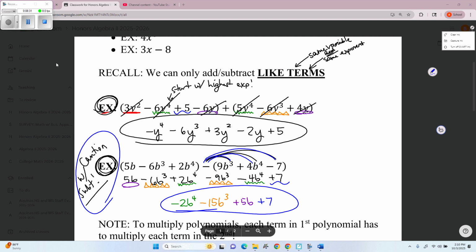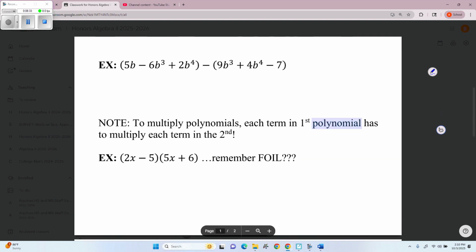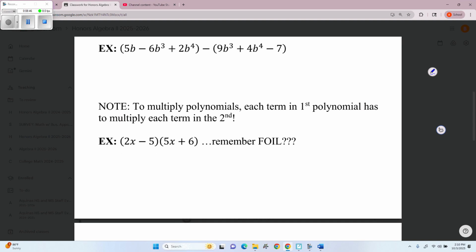Okay, the majority of this lesson is going to be kind of refreshing our multiplying skills, right? So to multiply polynomials, each term in the first polynomial has to multiply each term in the second. So friends, really quick refresher on FOIL. We'll do this slowly about one time, and then I kind of expect you to have it. So the FOIL, this is our first, outside, inside, and then our last terms.